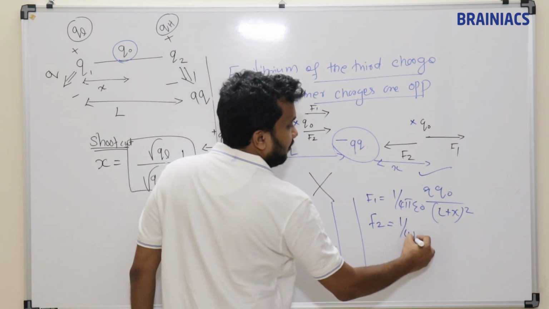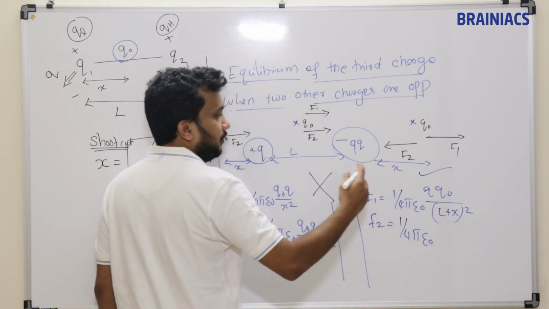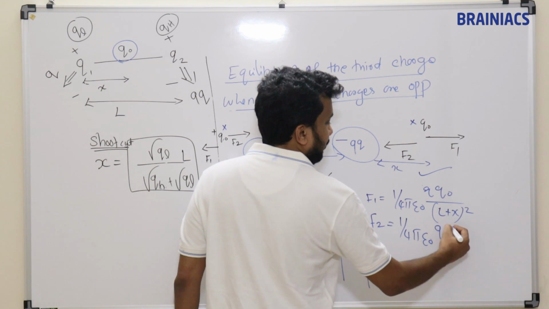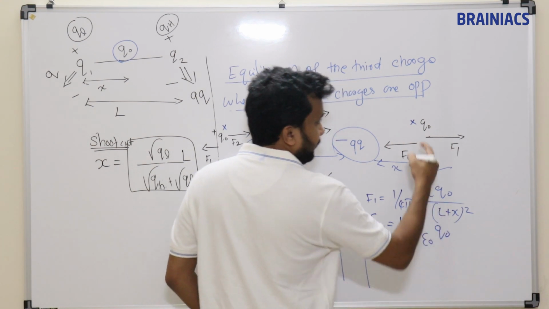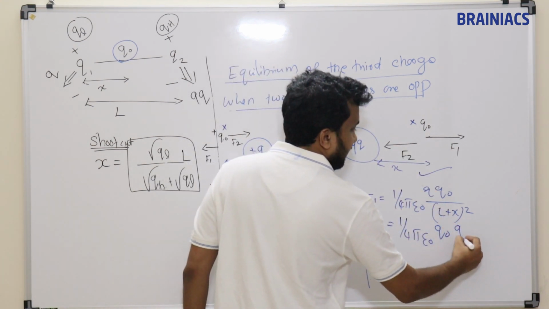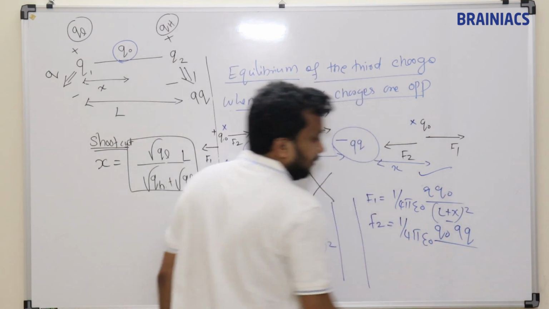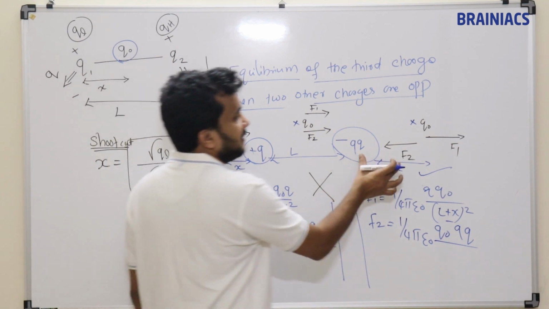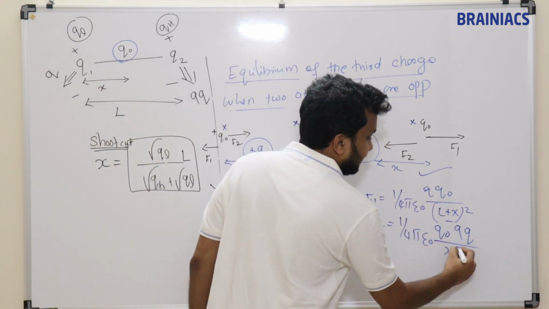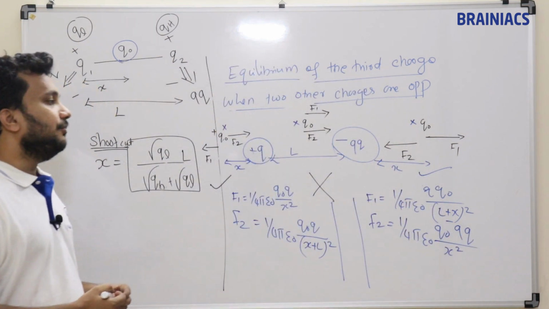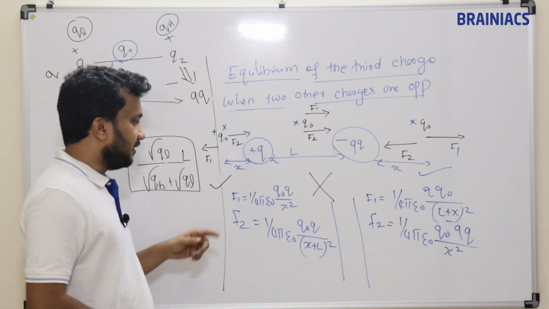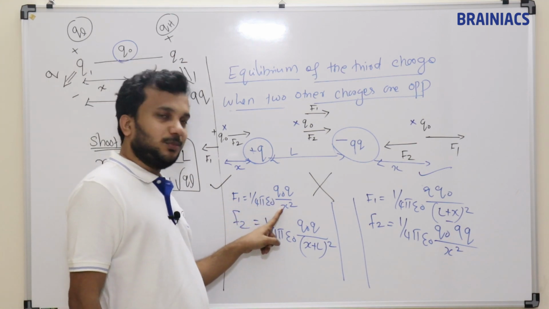So 1 by 4 pi epsilon 0 Q1 Q2. So Q into Q0, first charge into the next charge, minus 9Q, whole divided by, what is the distance between the two charges? Again X square. Now we have all these equations here. Now if you see, X is a very small number.